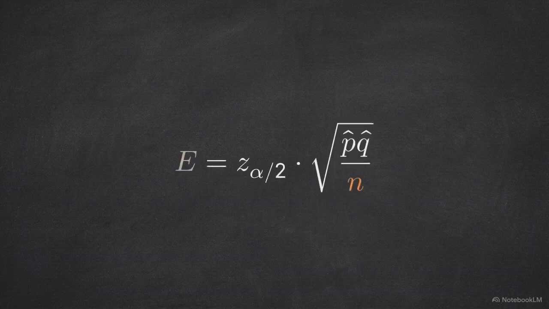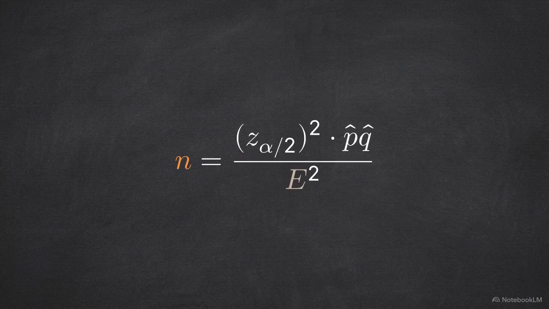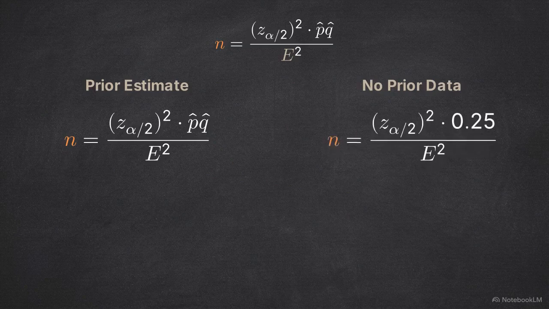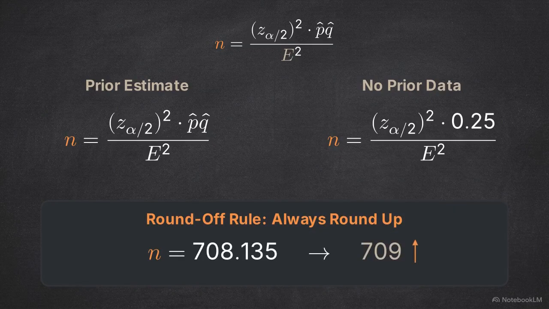The second is used when no prior data exists, replacing estimated proportions with a mathematical constant of 0.25. Both equations follow a strict round-off rule. Calculated sample sizes must always be rounded up to the next whole number to ensure a sufficient sample.